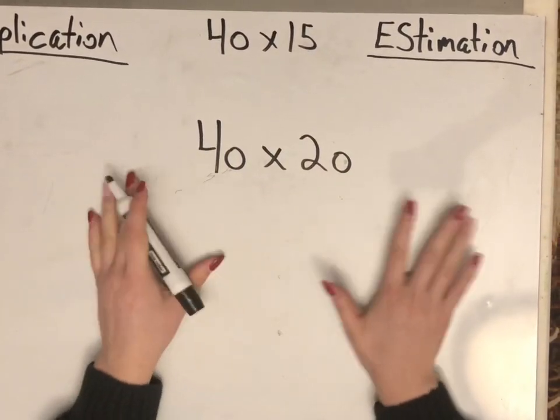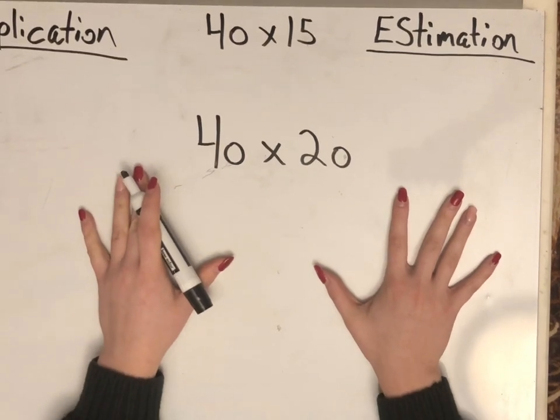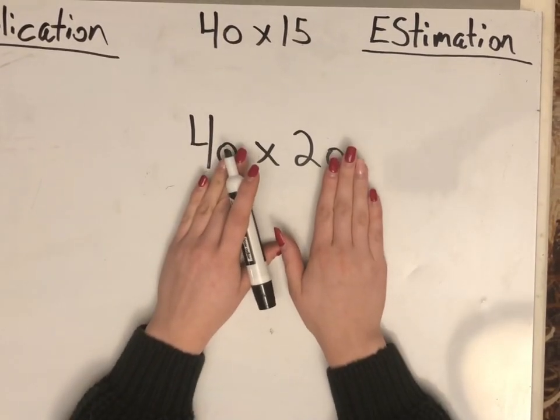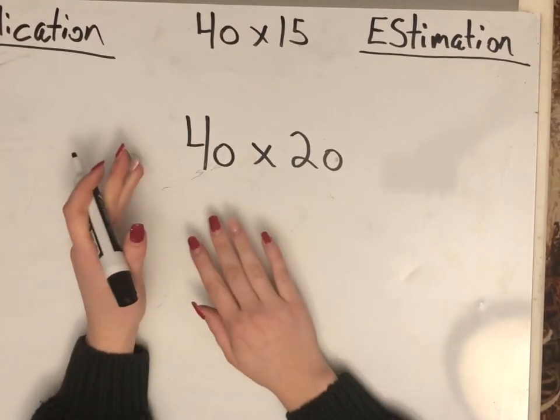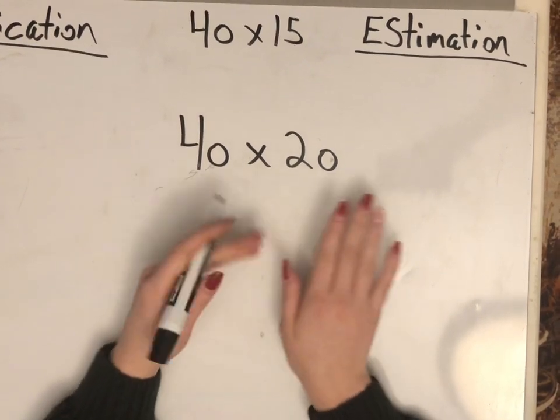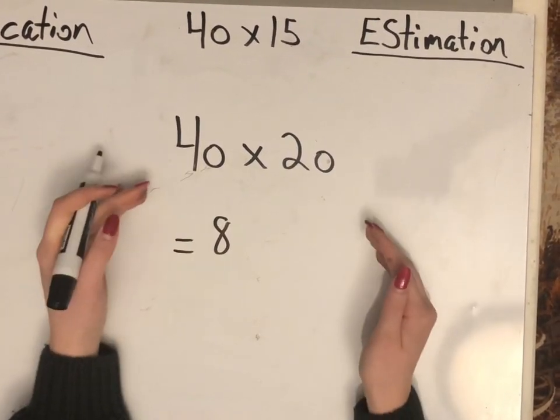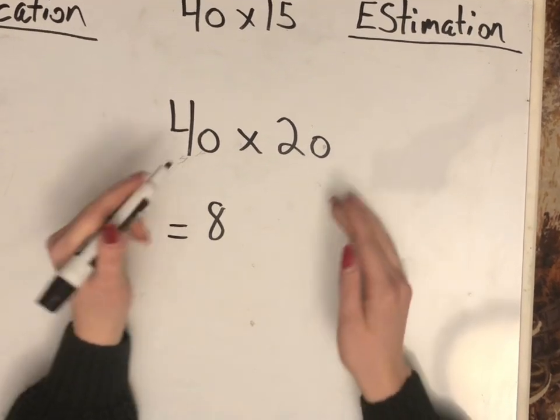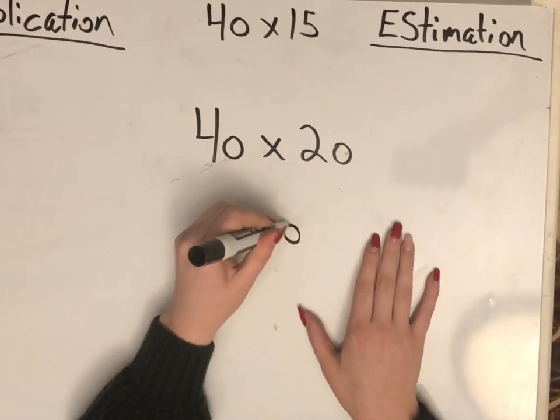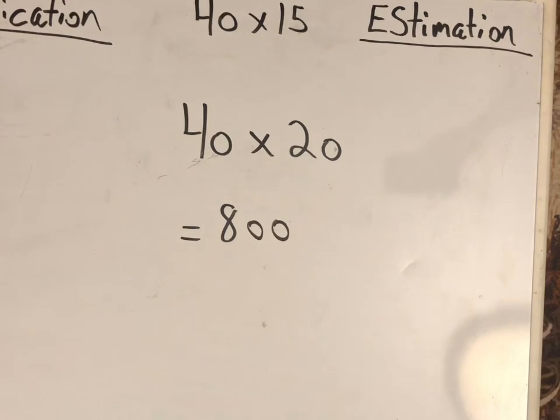So now when I look at this equation, I'm going to pretend the zeros aren't there right now. So I'm going to think of it more as 4 times 2, which I know is 8. But now remembering my place value, I'm putting my zeros back, and my answer is 800.